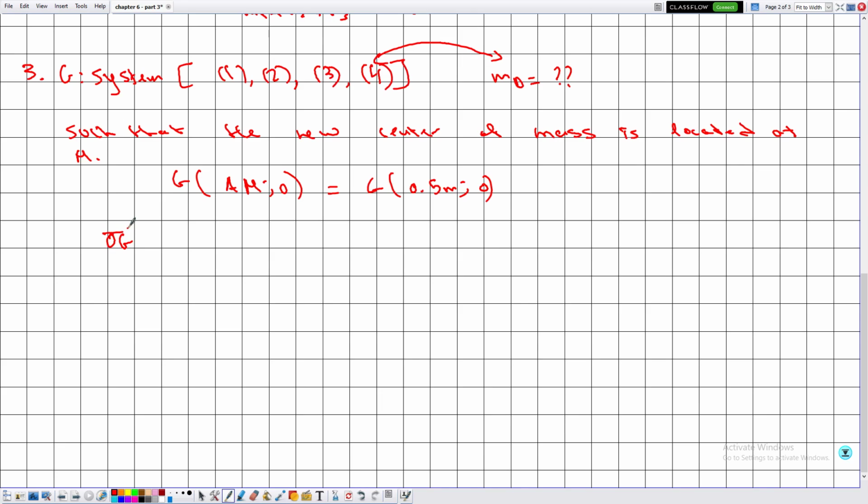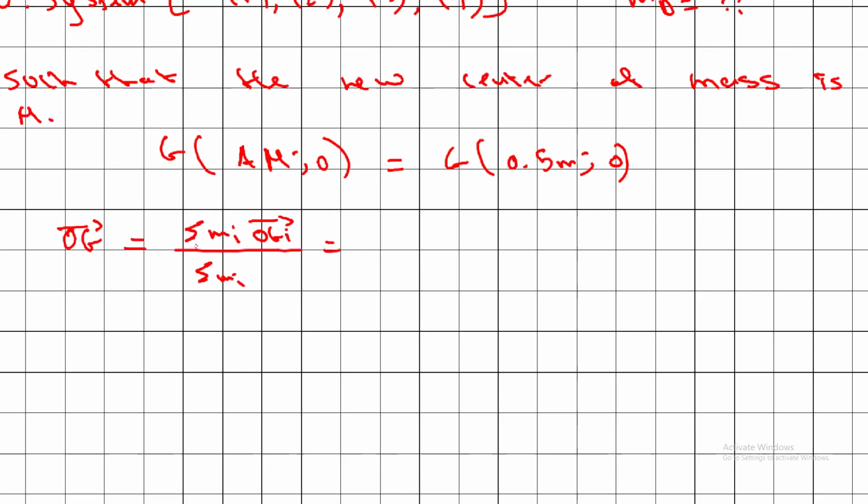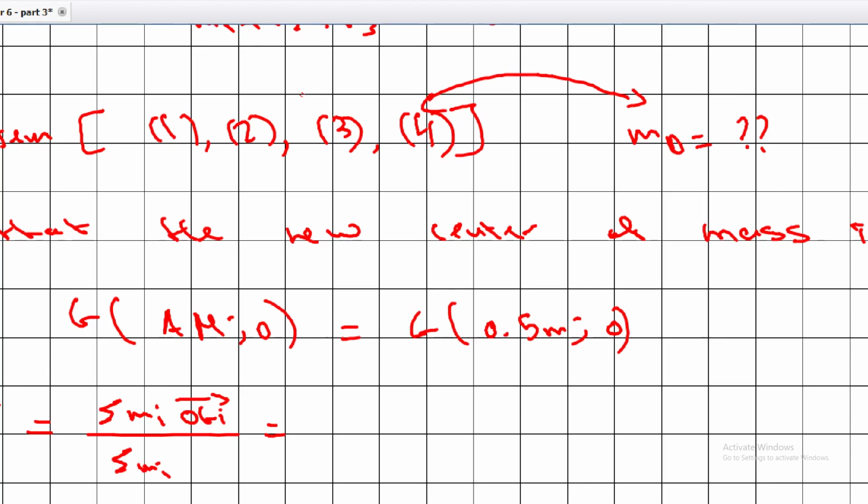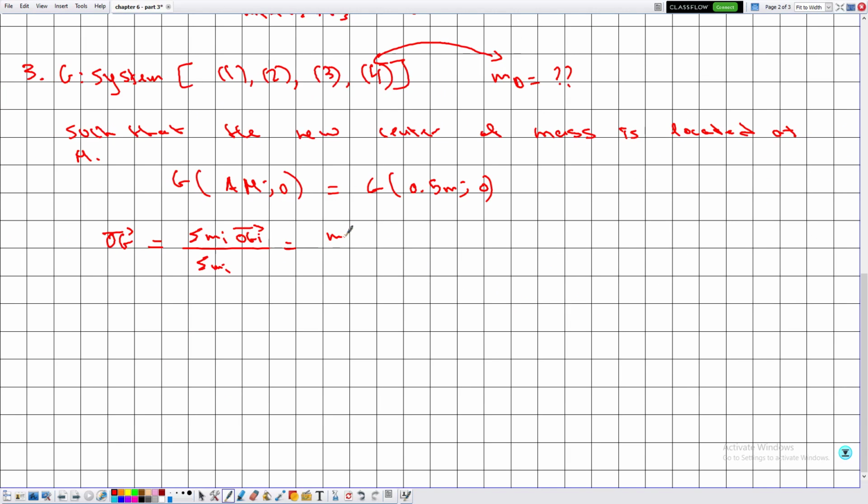OG is equal to summation of MI OGI divided by summation of MI, which is equal to, now I runs over the number of bodies that you have in this problem, and they are given by 4. Notice that they are given by 4 bodies. So M1 OG1, let me say it's given by AG because the reference is given by the point A.